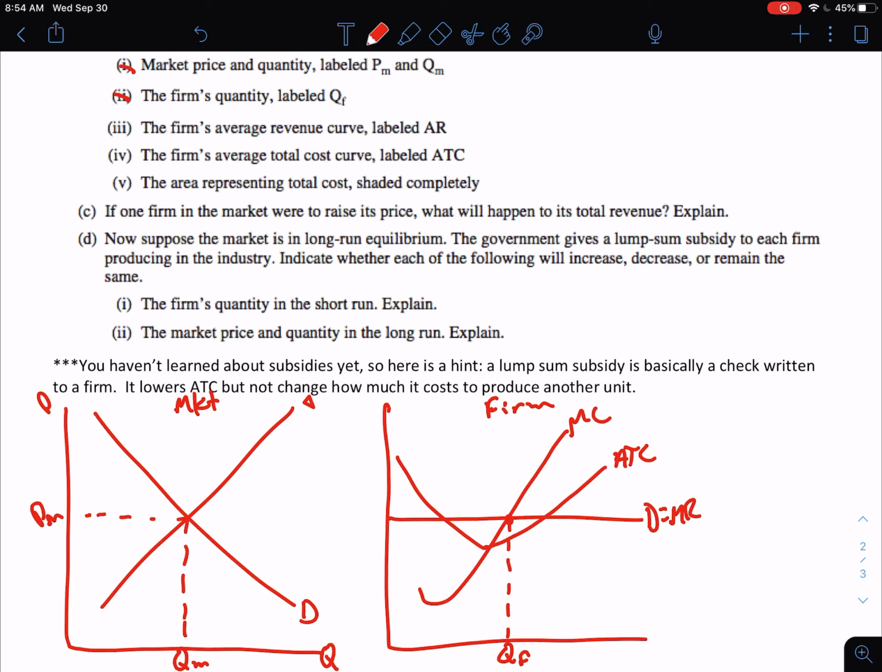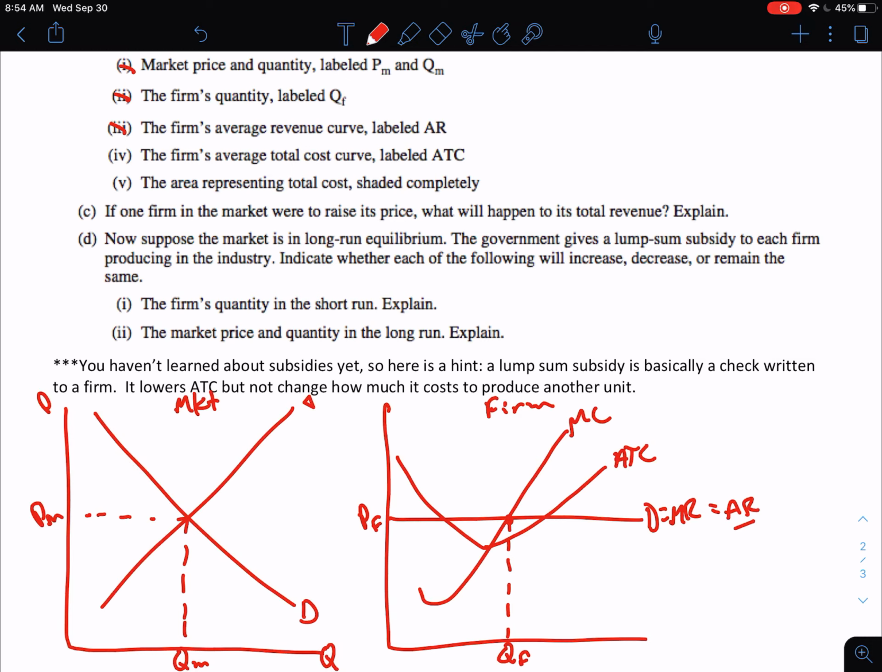Firm's average revenue, labeled AR. So average revenue is price. Total revenue divided by Q gives you average revenue, and that's what we got here. So PF is equal to average revenue.